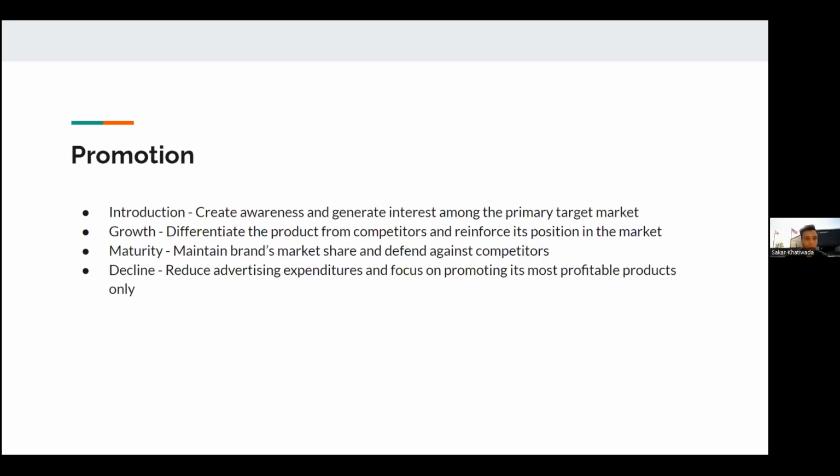So the last one would be the decline phase. In the decline phase, the focus of promotion strategy would be to maximize profit and minimize costs. So Worlding can reduce its advertising expenditures and focus on promoting its most profitable products and services only, rather than promoting the entire brand and all the products and services they offer. They can just focus on the major products that are selling right then. So that is what Worlding can do in its promotion strategies.